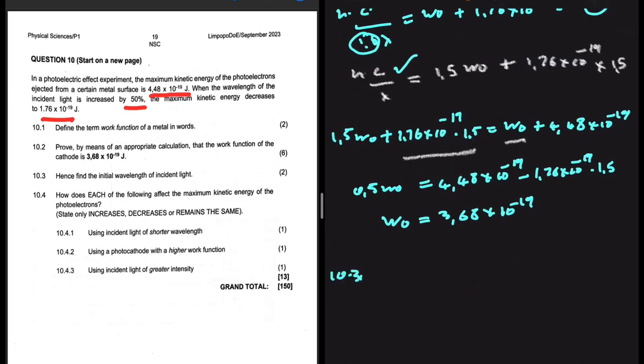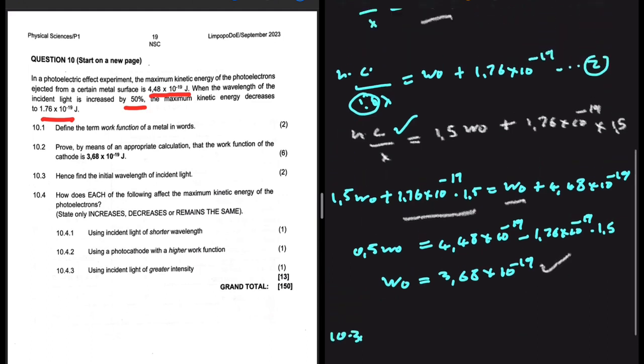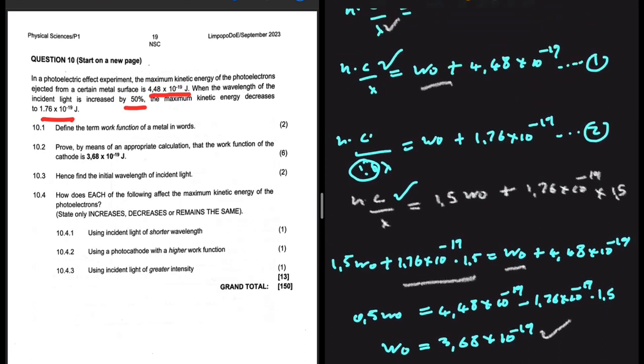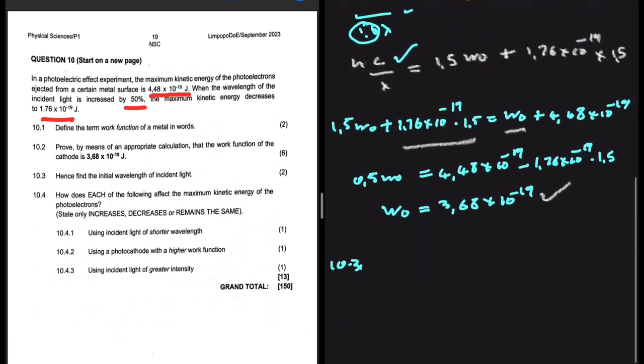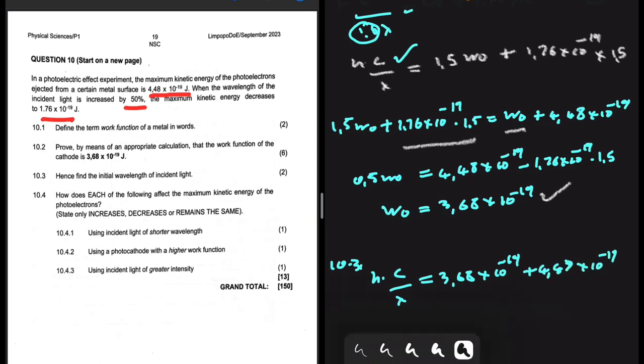Hence, find the initial wavelength of the incident light. We have the work function and a couple of equations. Let's use equation 1. It looks easy on the eye. So H multiplied by C divided by wavelength is equal to the work function plus EK max. The work function is 3.68 times 10 to the minus 19 plus 4.48 times 10 to the minus 19.